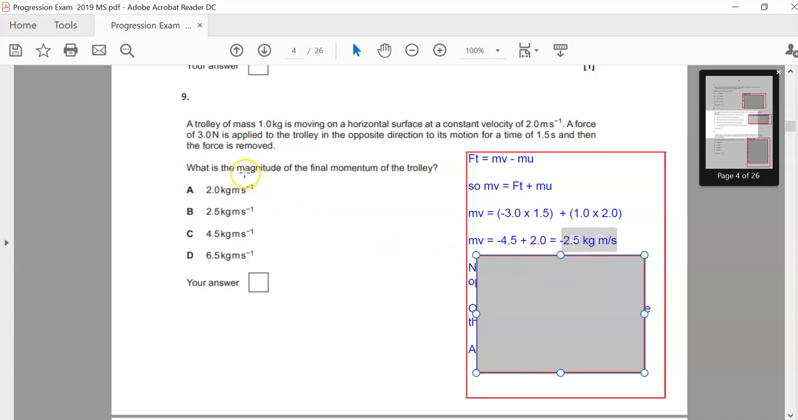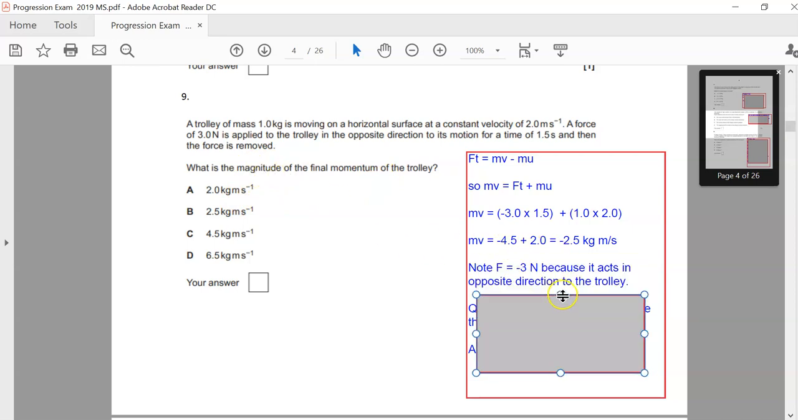But the question up here says, what is the magnitude of the final momentum of the trolley? So it's not the sign that we're interested in, it's the magnitude. So there's just a note there about the force, and because we're after the magnitude, it's 2.5. So that answer is B.